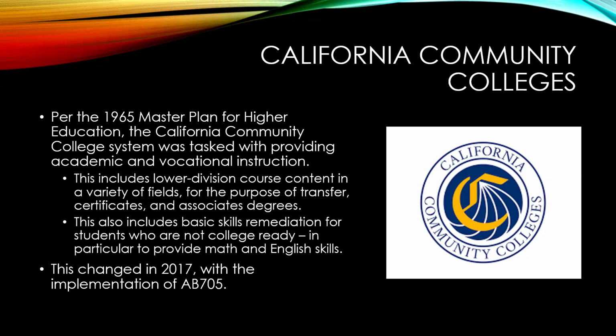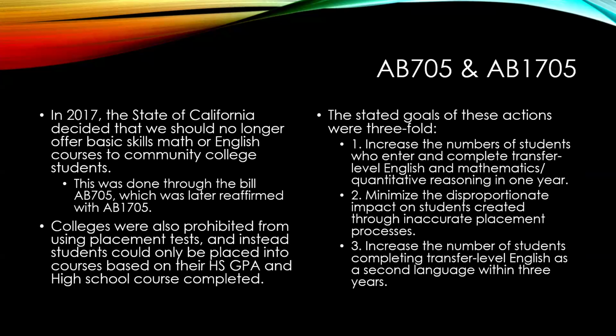in particular to provide math and English skills. Students who come to the community college and have not already completed Algebra 2, well, we need to get them whatever math they need. And so we offered a whole variety of courses. This changed in 2017 with the implementation of AB 705.